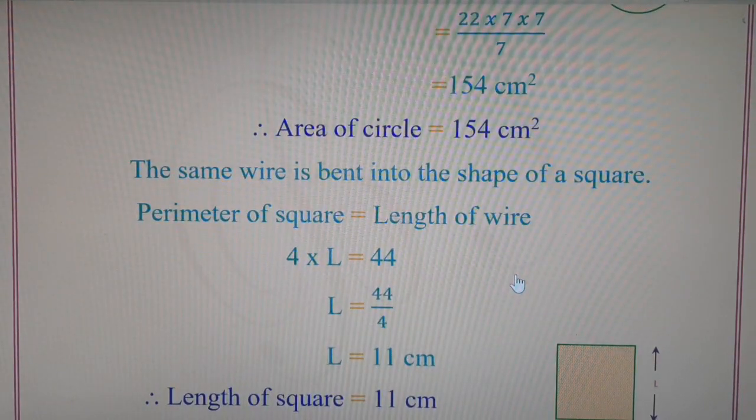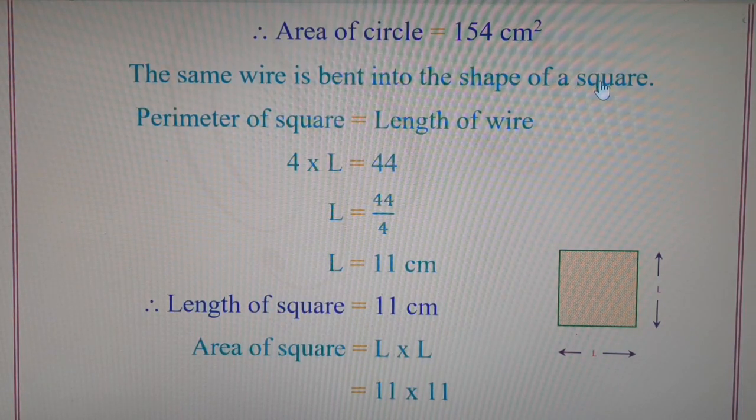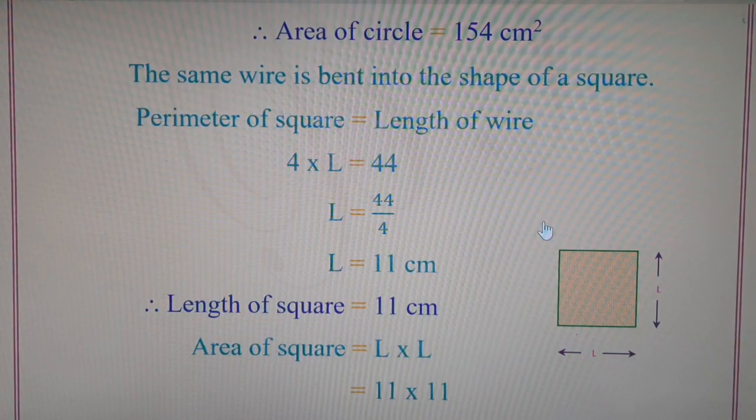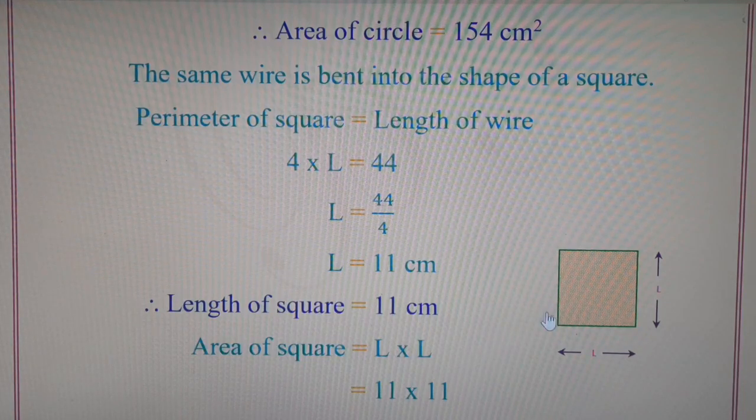Now we also have to find the length of the square which is formed, in order to find the area of the square. But we know the same wire is used to bend into the shape of a square. The wire which was used for bending into a circle was straightened and then again rebent into a square shape. So the length of the wire is not changing. That means the length of the wire is equal to the perimeter of the square. The length of the wire is equal to the length of the boundary of the square. The boundary of the square is known as perimeter. So the perimeter of the square will be equal to the length of the wire.